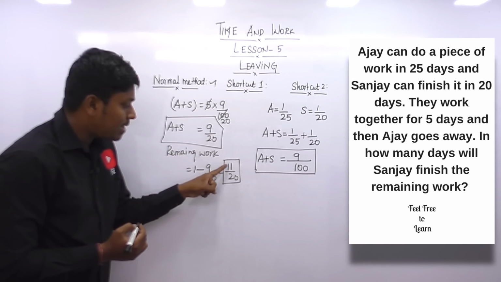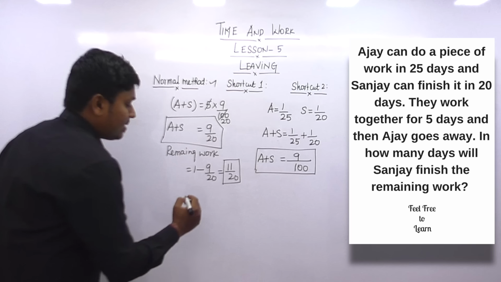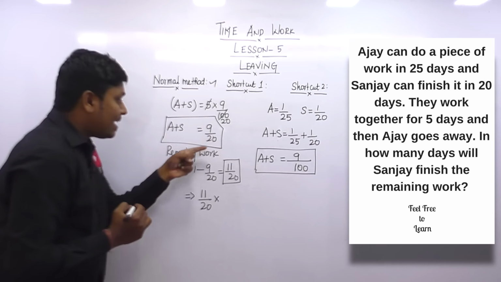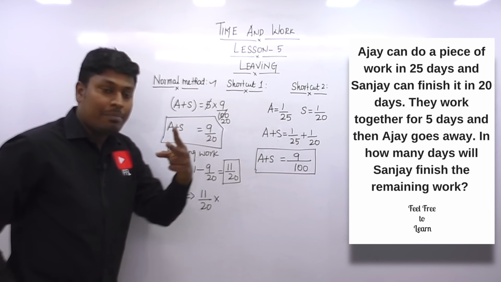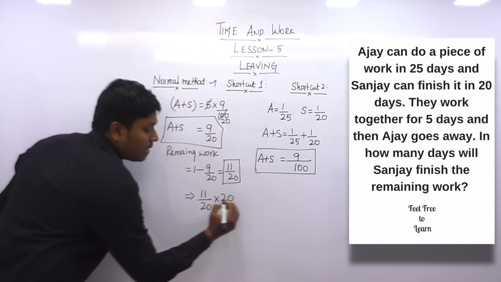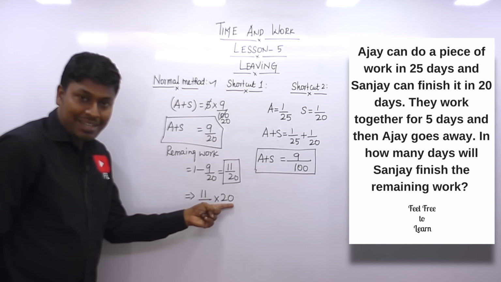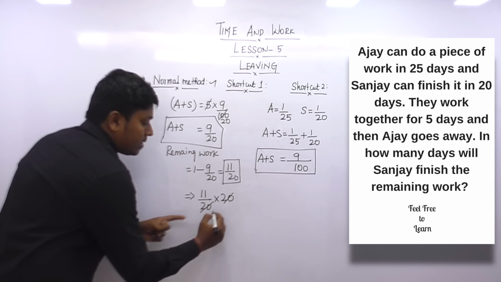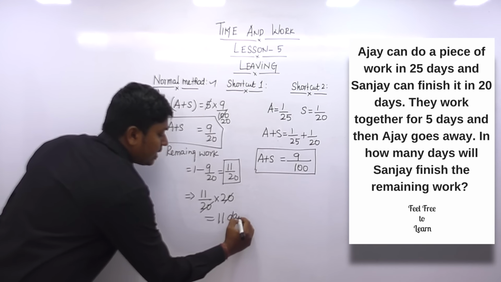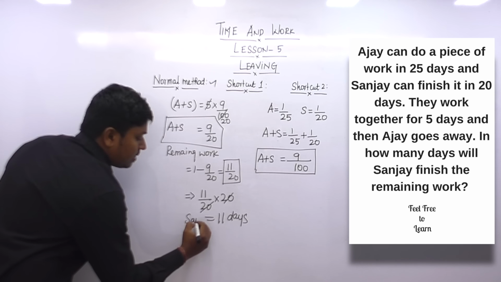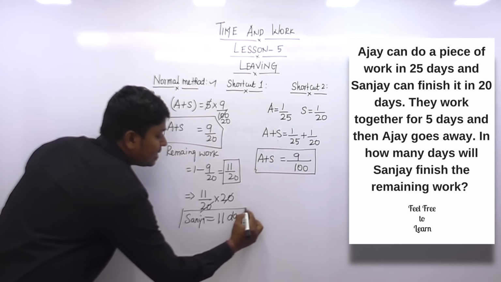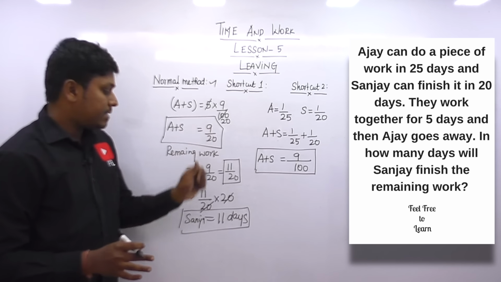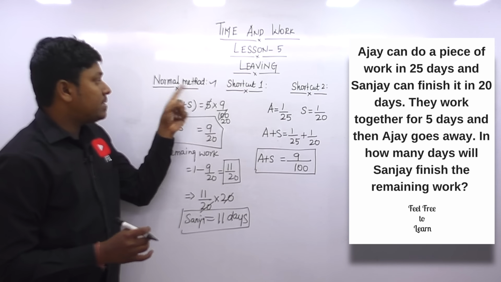What is the remaining job? The remaining job is 11 by 20. We know that Sanjay alone can complete the job in 20 days, but his target is to finish only 11 by 20 of the job. So when you cancel 20 and 20, we get 11 days. So finally, Sanjay alone can finish the remaining piece of job in 11 days. That's it. Finally we got the answer for this question, 11 days, by using the normal method.